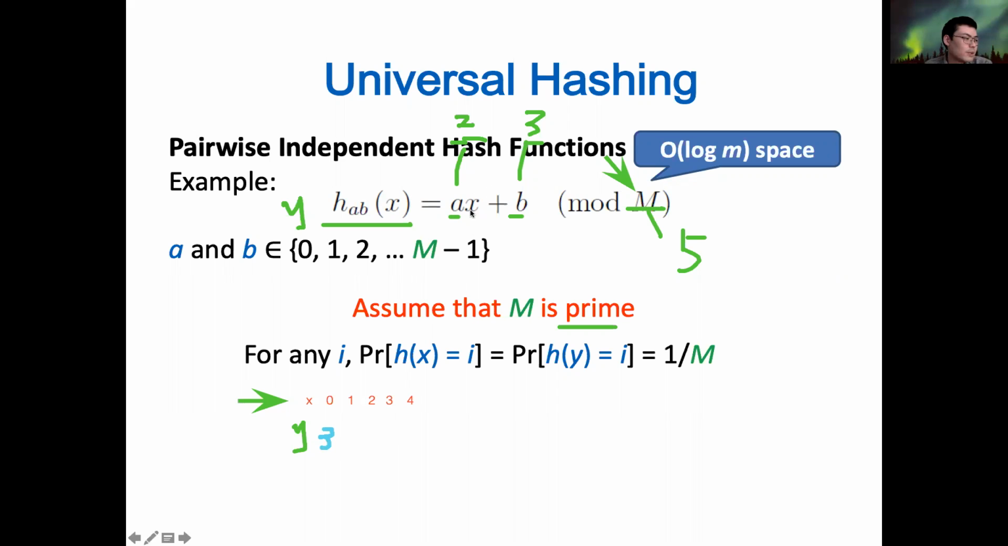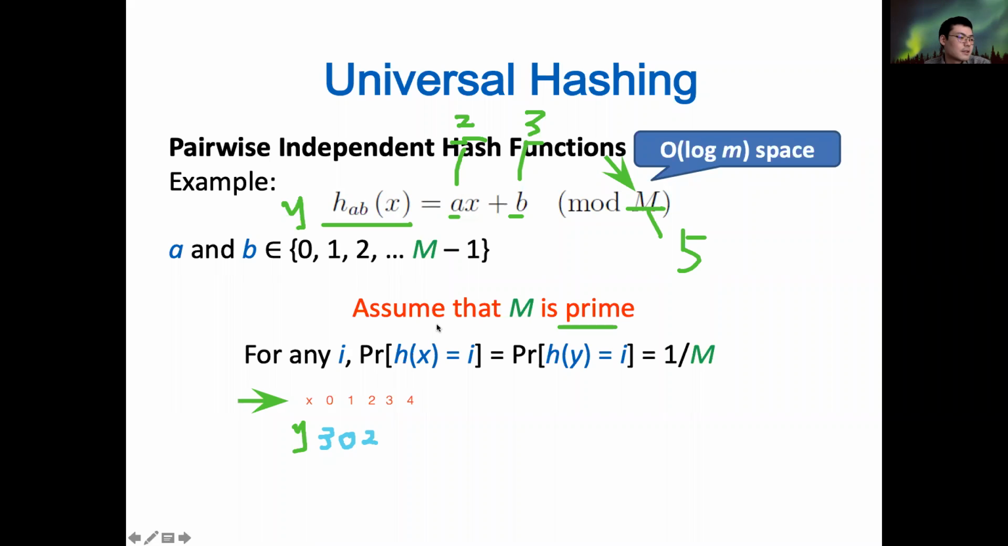Now what if x equals 1? 2 times 1 plus 3. What's the value here? 5, but because it's modulo 5, it's 0. Now x equals 2. What will be the value here? 2 times 2 is 4, 4 plus 3 is 7, but modulo 5 is 2.